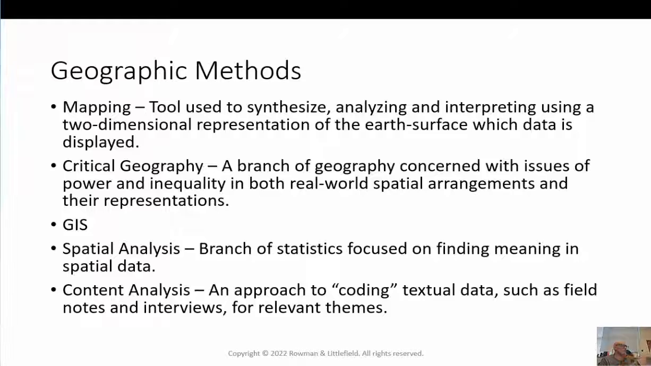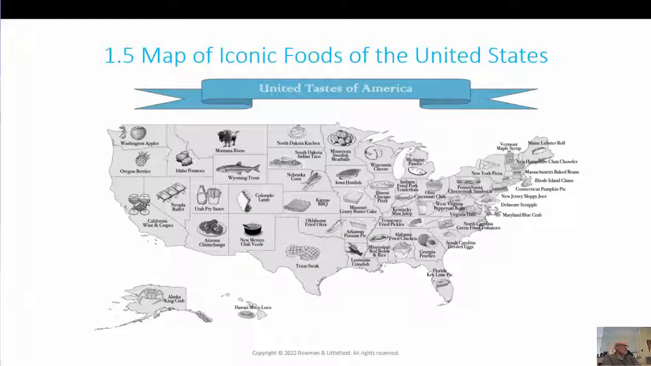Mapping we use to look at spatial location, typically a 2D representation of the Earth where data are displayed. Then we look at critical geography, concerned with power and inequality in both real-world spatial arrangements and their representations. Then GIS, Geographic Information Systems, which is a large focus of mine personally. And then spatial analysis, finding meaning in spatial data. What are all the things that we can do to spatial data? In this class, we're going to focus on these. And then content analysis.